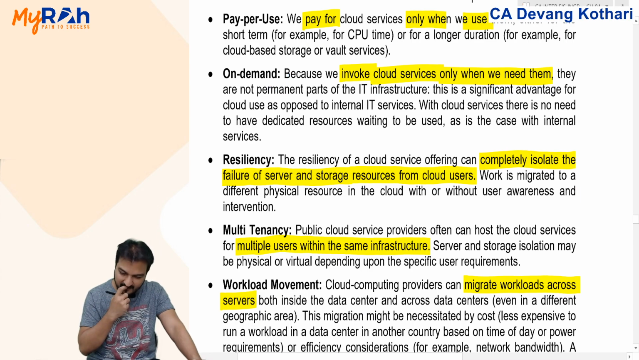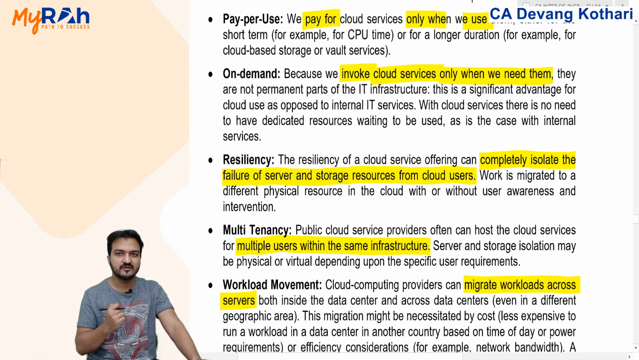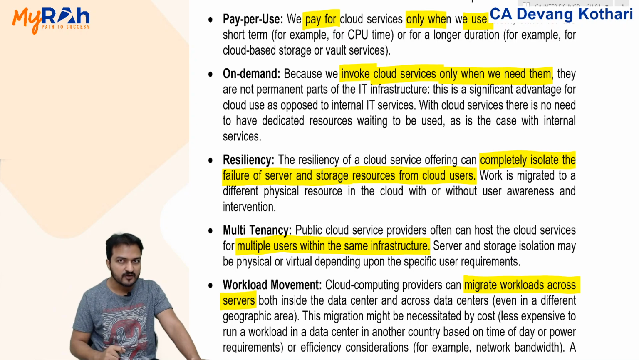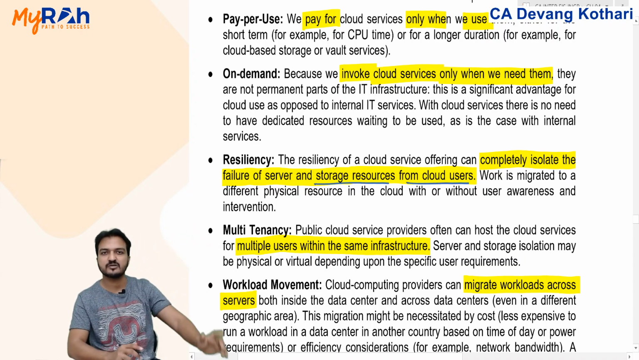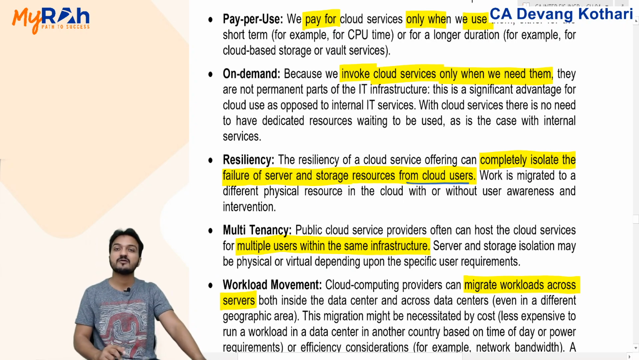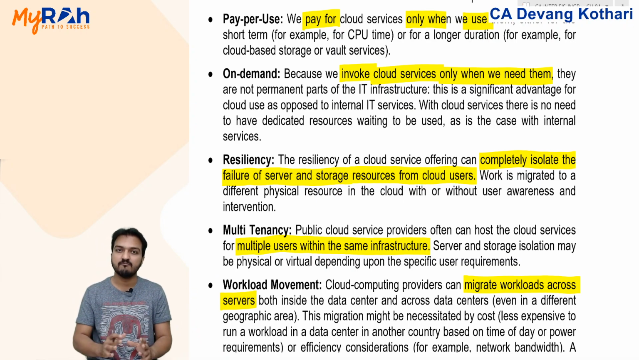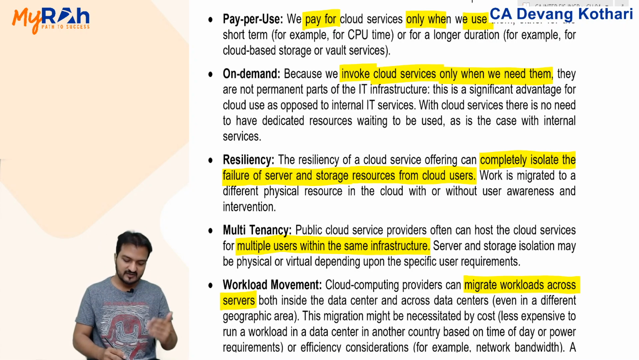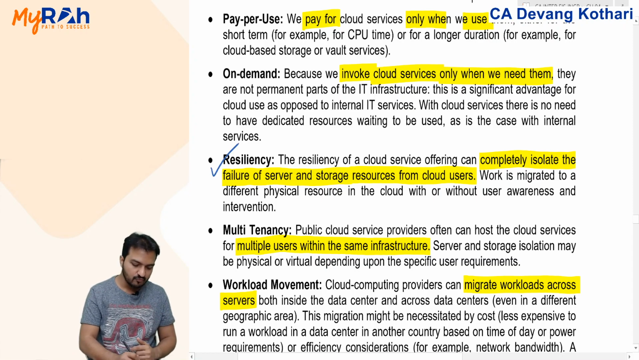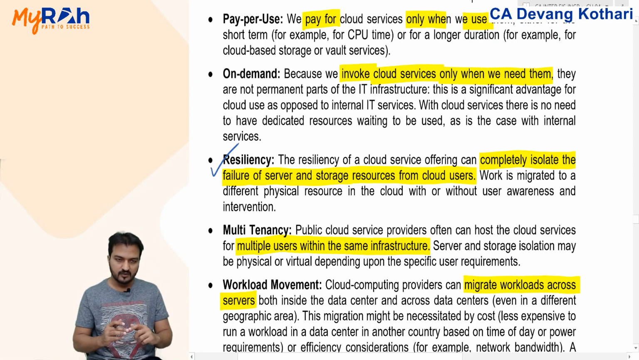Resiliency: Google data center is more resilient. Resilient means it has the ability to face damages, or the ability to recover easily from damages. It can completely isolate the failure of server and storage resources from the cloud user. Like that SBI disaster example. If there was a disaster in the Google data center, SBI employees wouldn't even come to know that there was a disaster. This makes the Google data center more resilient, more reliable, in other words.